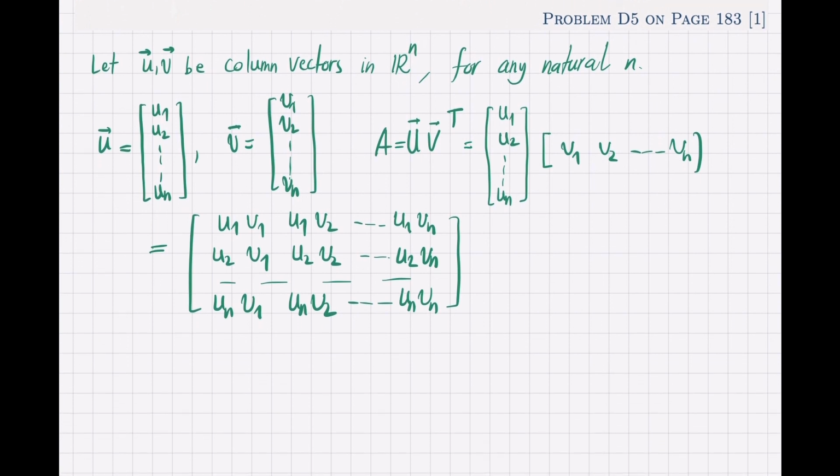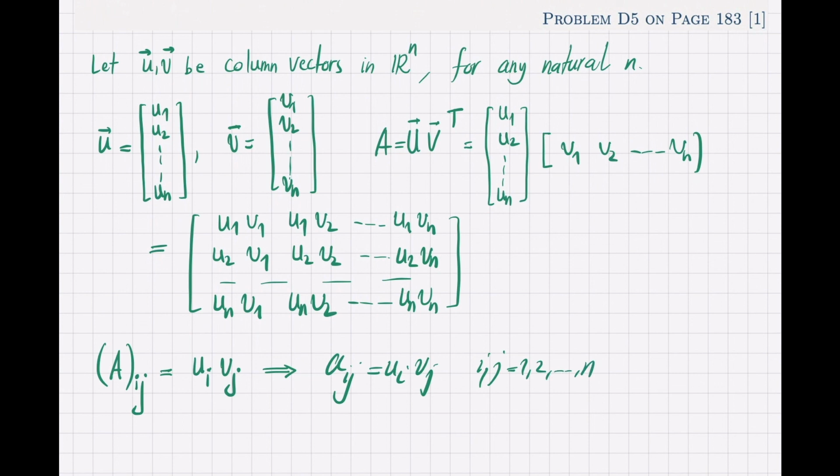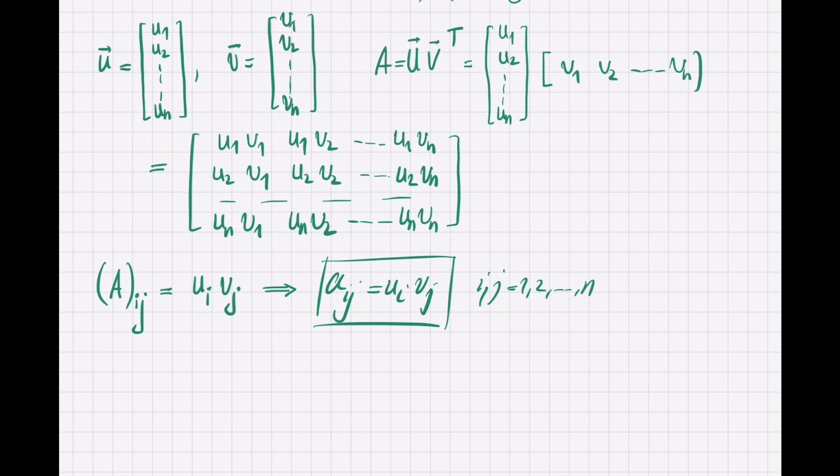Okay, so what does it mean? It means that the entry on the i-th row and j-th column of matrix A is actually ui multiplied by vj. Yes, so in principle, if I denote it by little a_ij, this becomes ui vj, for i and j from 1 up to n. Yes, this is clear. But now assume that you want to calculate the determinant of A.